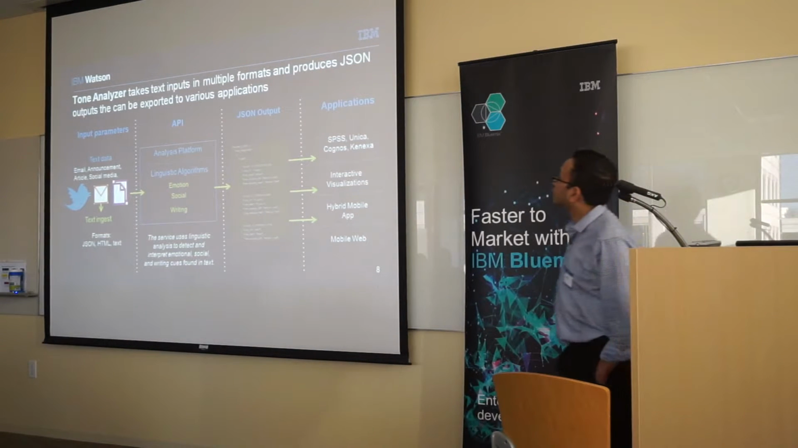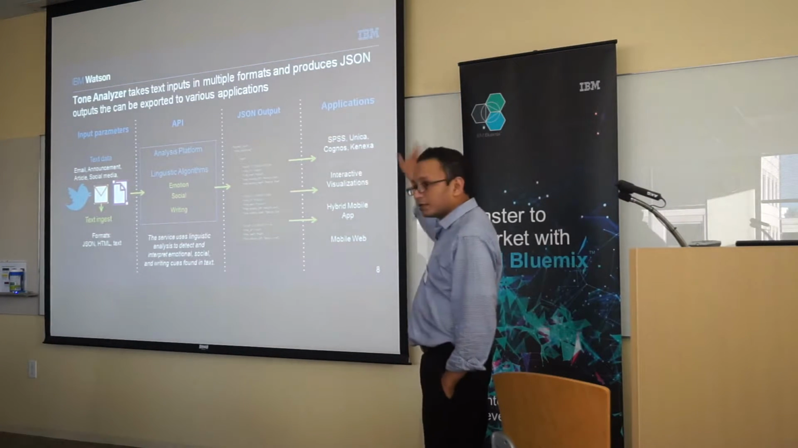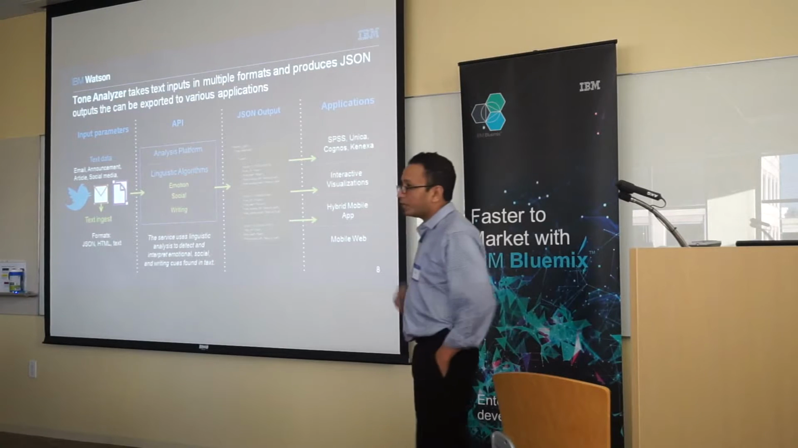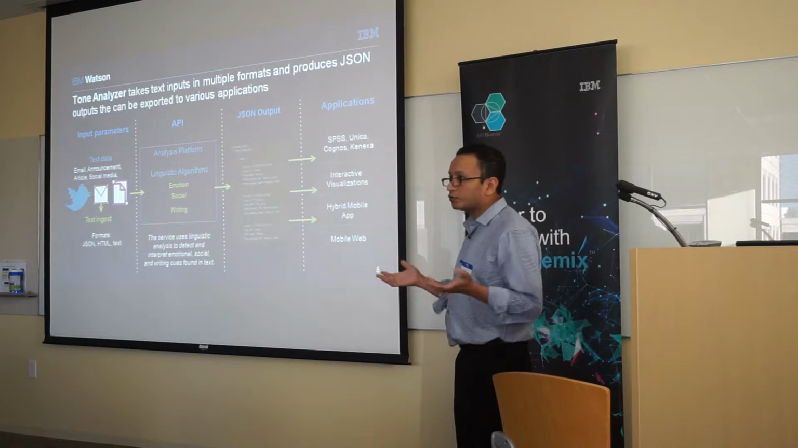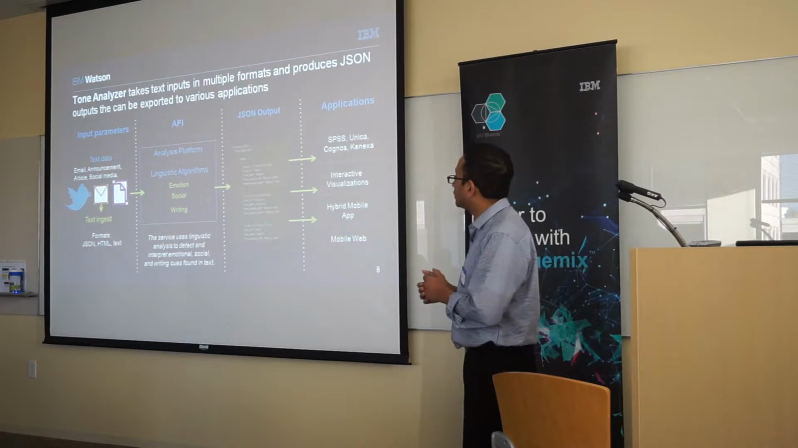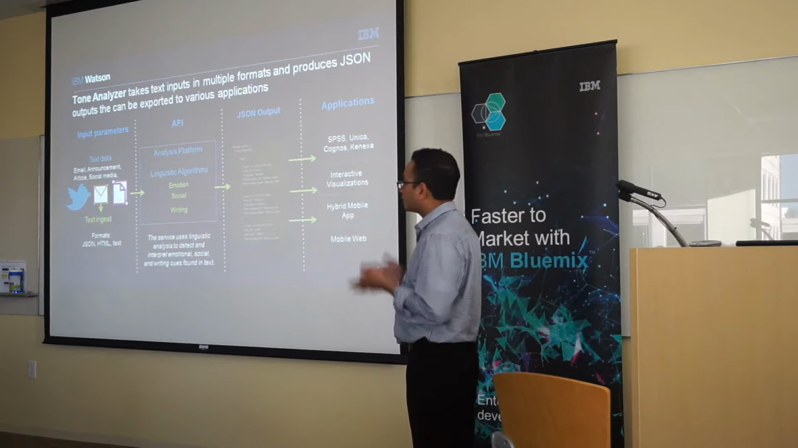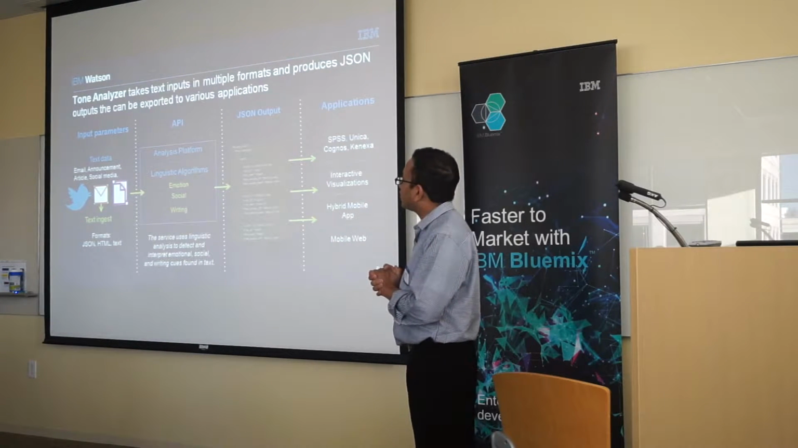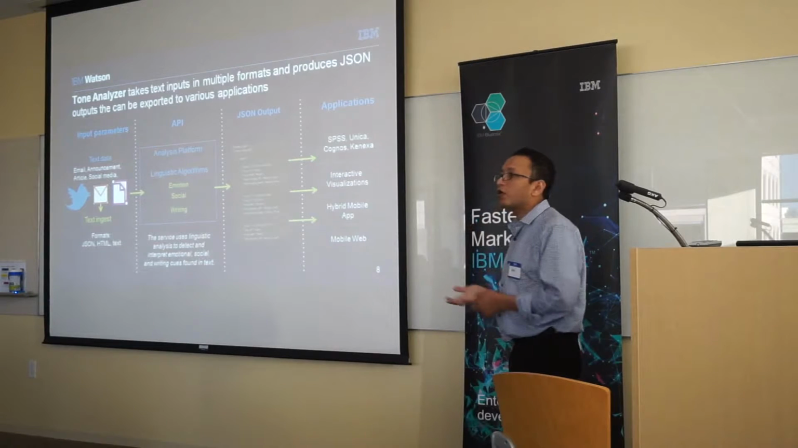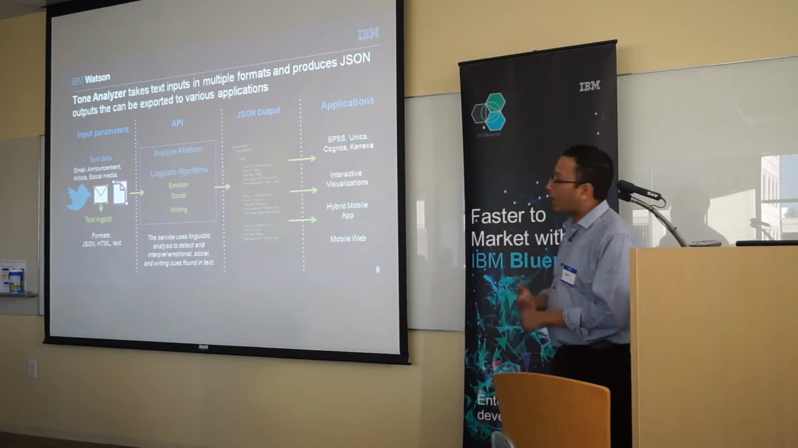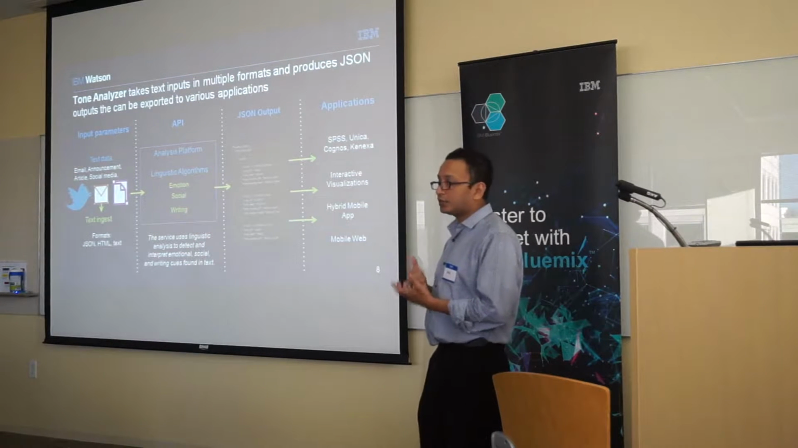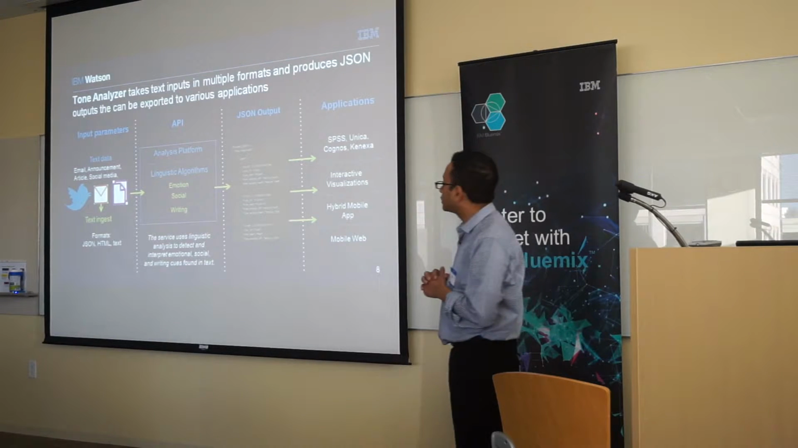Tone Analyzer takes text input in multiple formats and produces JSON. These are some architectural details. The input can be text, as I was saying, from an email, a corporate announcement, a blog or other article, or social media like Twitter. Now we do a lot of pre-processing, and we have this API analysis platform, and we have a lot of linguistic algorithms going on in order to produce the score of emotion tone, social tone, and writing tone. And underneath this linguistic analysis, we also trained a whole bunch of machine learning models that are used to infer the score for this set of tones.